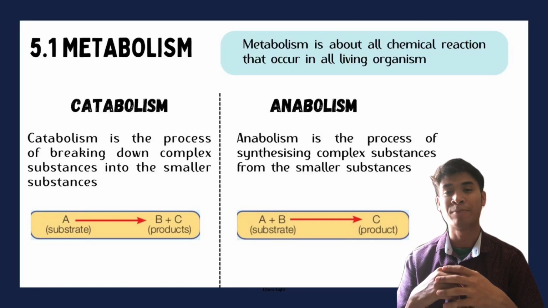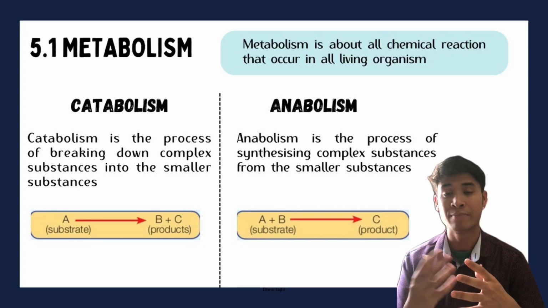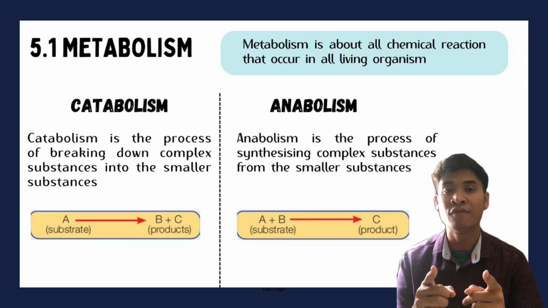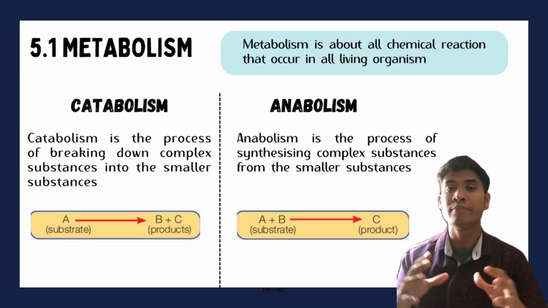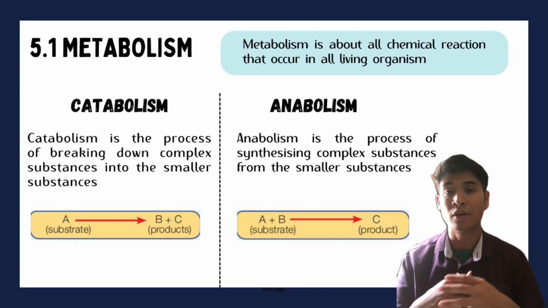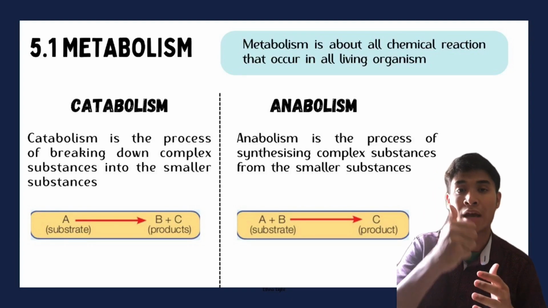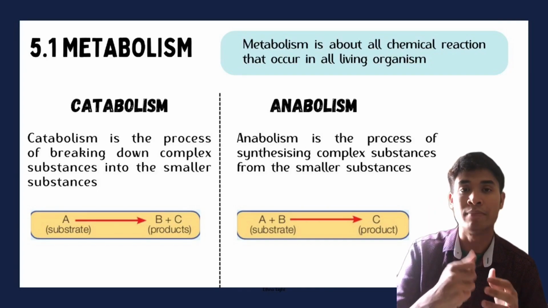Let's look at subtopic 5.1, which is about metabolism. First, can you guess what metabolism is? Okay, let me tell you. In simple definition, metabolism is about all chemical reactions that occur in all living organisms. There are two types of metabolism, which are anabolism and catabolism.